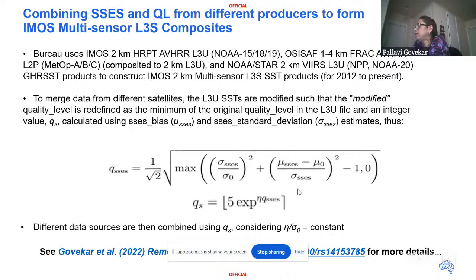Because these products are GDS compliant, we can easily weigh up their quality. To merge data from these different satellites and producers, different L3U products are modified such that the modified quality level is derived from the original quality level given by the data producer and SSES bias and standard deviation. This way we can track degradation of quality when a sensor is not performing well. And more details can be found in this Govekar et al. 2022 paper if you are interested.